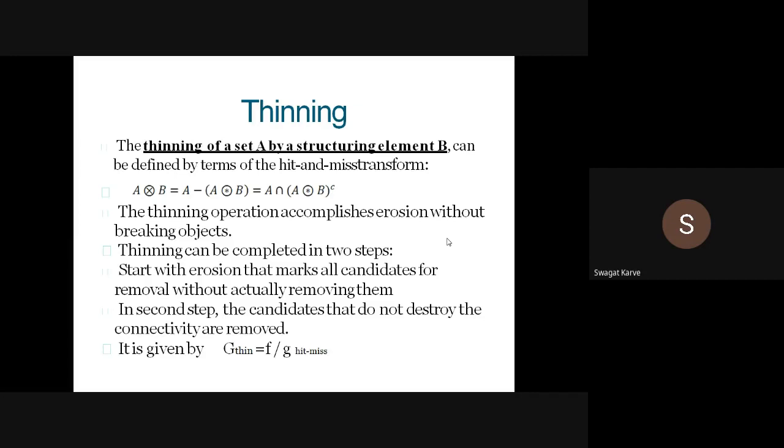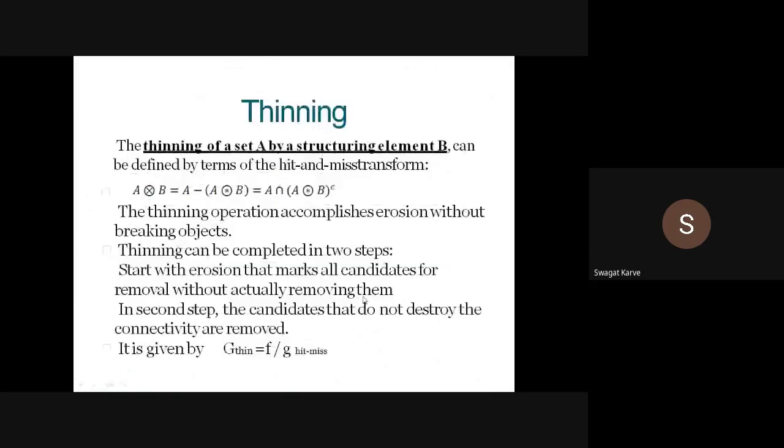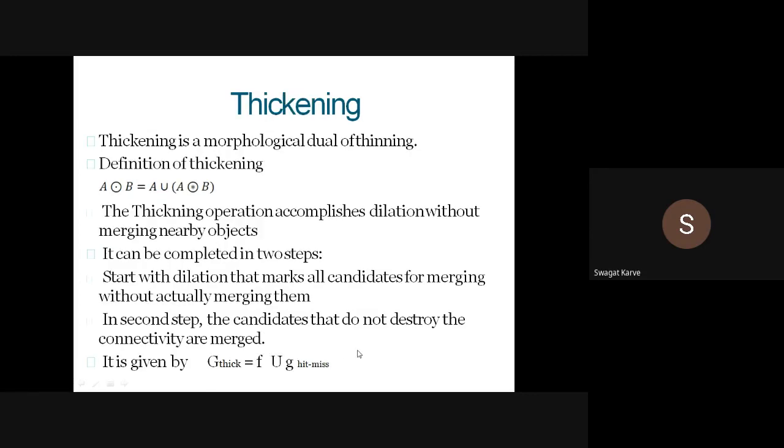Okay, and this G of hit and miss expression is this again. This equation is G of hit and miss. And this is the equation of the G thinning process: G thin is equal to F divided by G of hit and miss transform. Okay, so this is about the thinning.